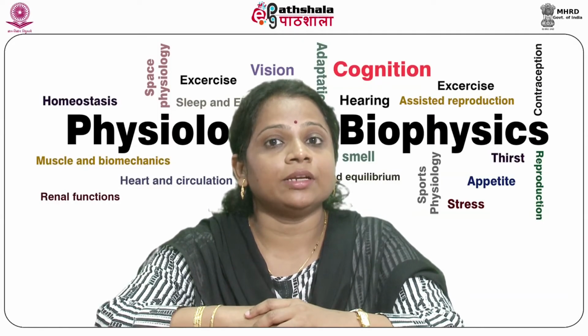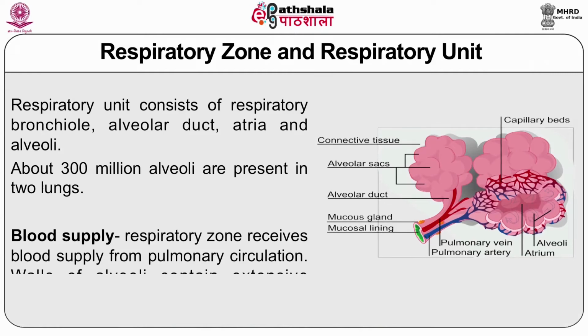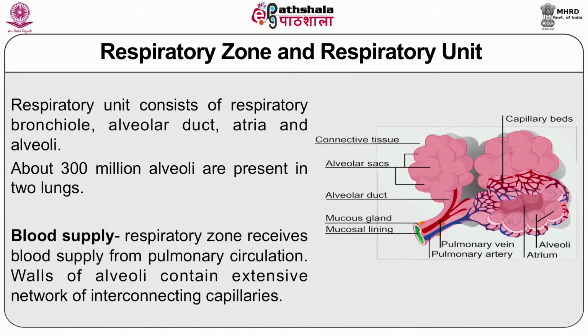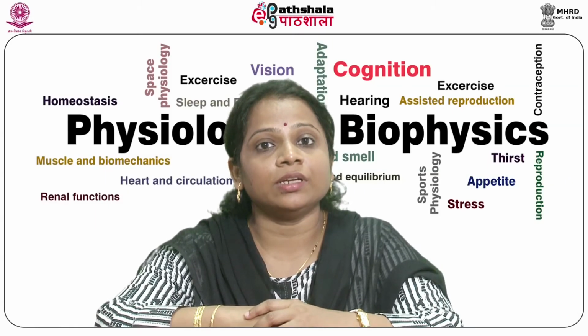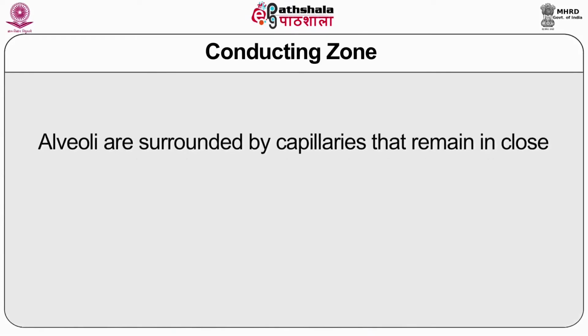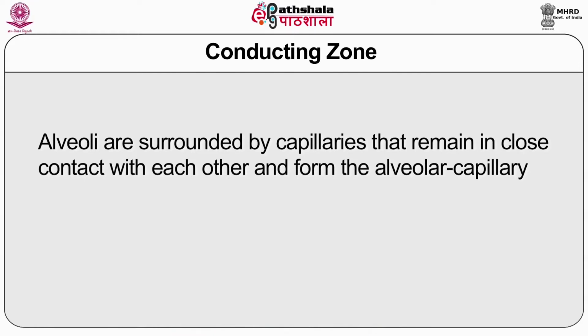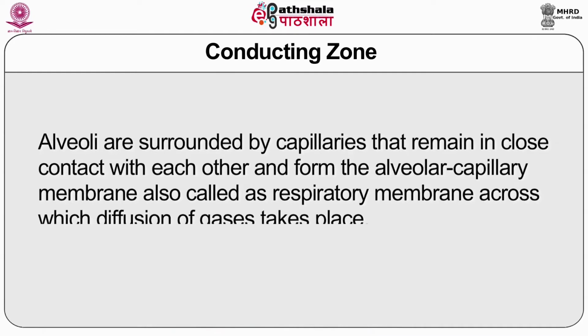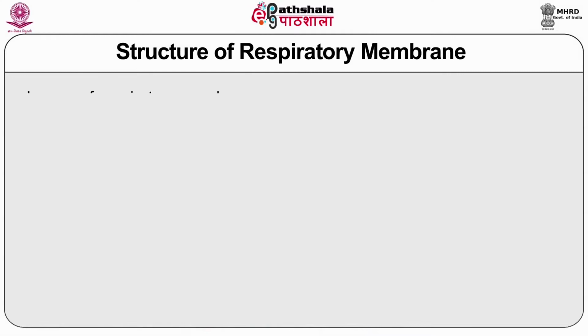About 300 million alveoli are present in 2 lungs and walls of alveoli contain extensive network of interconnecting capillaries. An alveolus is the functional unit of gas exchange. As they are surrounded by capillaries which remain in close contact with their walls, they form the alveolo-capillary membrane, which is also called respiratory membrane, and across this membrane diffusion of gases takes place. Now, let us see about the layers of this respiratory membrane.